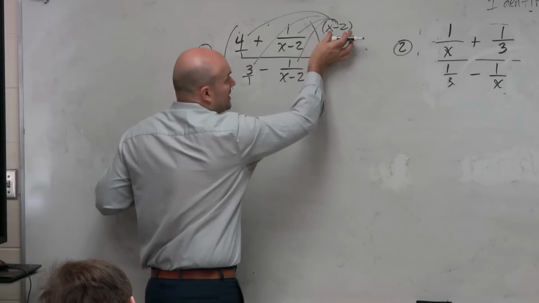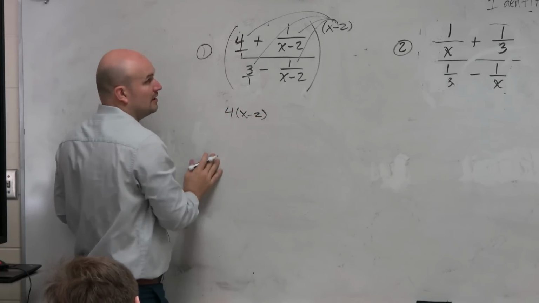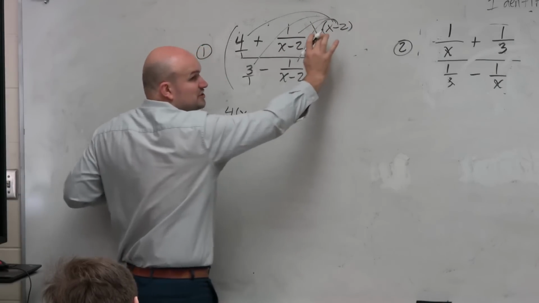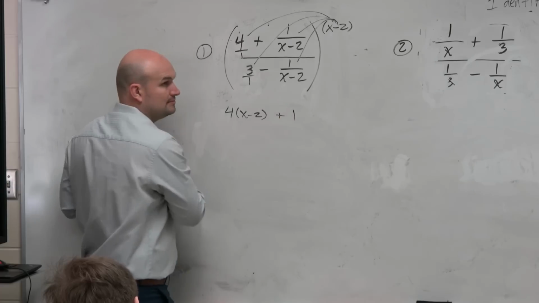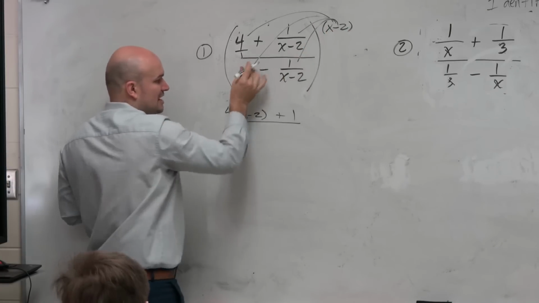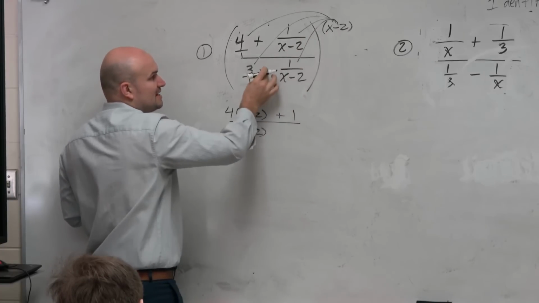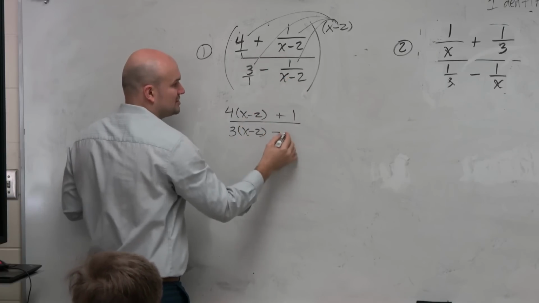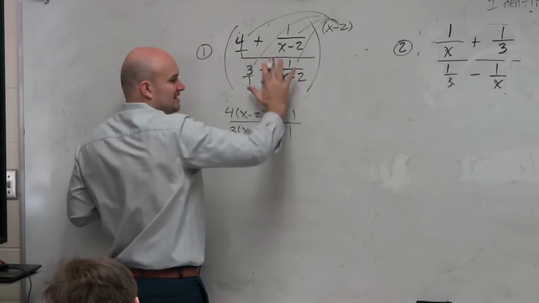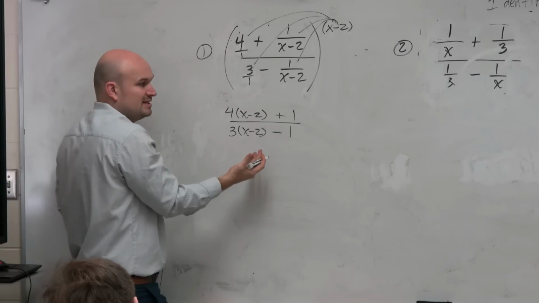Now, I'm not going to rewrite that because hopefully we can do a little bit of this in our head. If I multiply x minus 2 times 4, I'm just left with 4 times x minus 2. If I multiply x minus 2 times 1 over x minus 2, you can see that the x minus 2's will divide to 1, just leaving me with 1. Then, in the denominator, x minus 2 times 3 is just 3 times x minus 2. And x minus 2 times a negative 1 over x minus 2 is just going to be a minus 1. Does everybody see that? By multiplying by the LCD, do you see how I just simplified this to one fraction? That's the power of multiplying by the LCD.